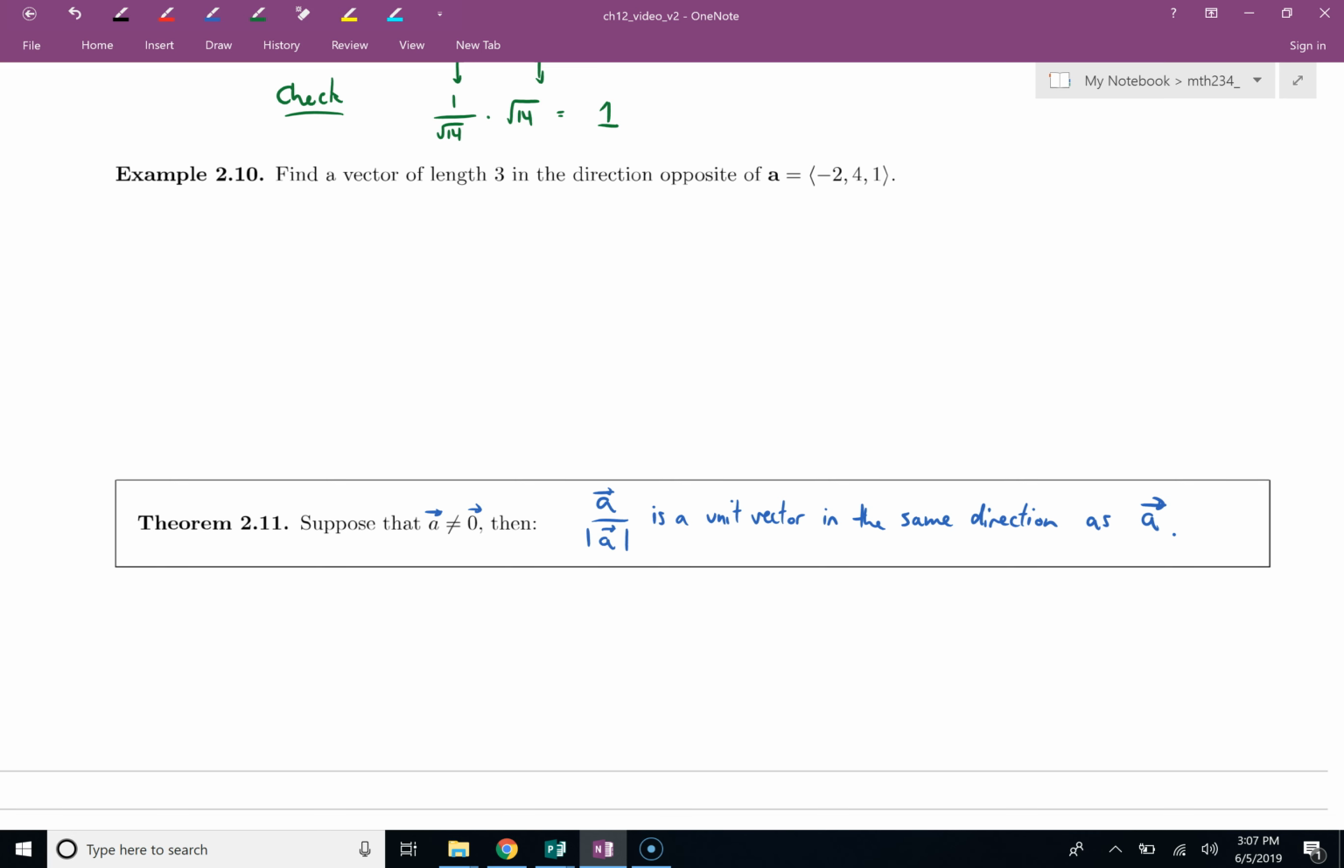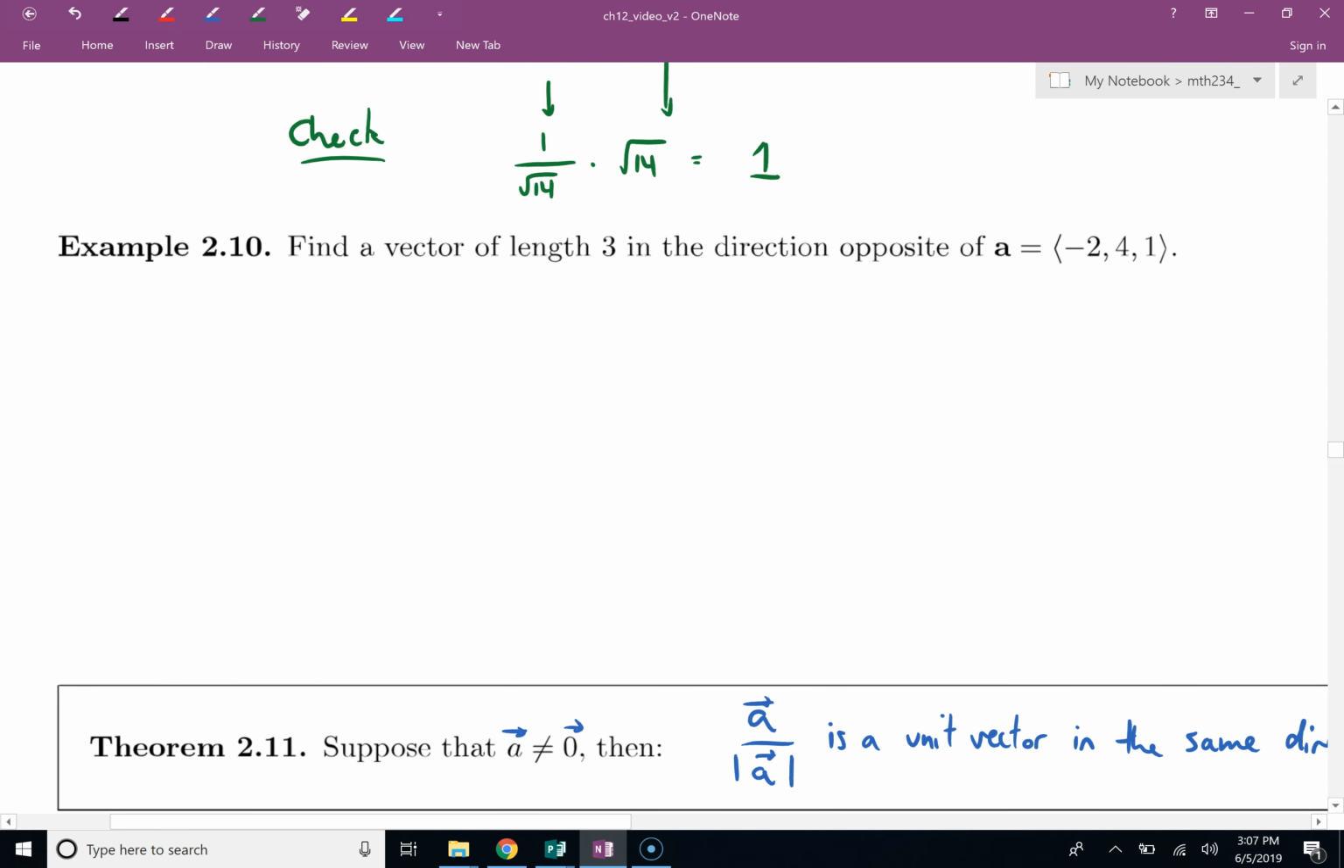And the last little bit right here: find a vector of length 3 in the direction opposite of A. So this is expanding on this even more. Now we don't want just a unit vector. We would like a vector of length 3, and we're not going in the same direction, but we actually want to go in the opposite direction. The steps are going to be very similar. We start by asking, well, maybe our vector's already length 3. That would be nice. We want to know the length of our vector as it sits, so we're going to figure out what the length of the vector is right now.